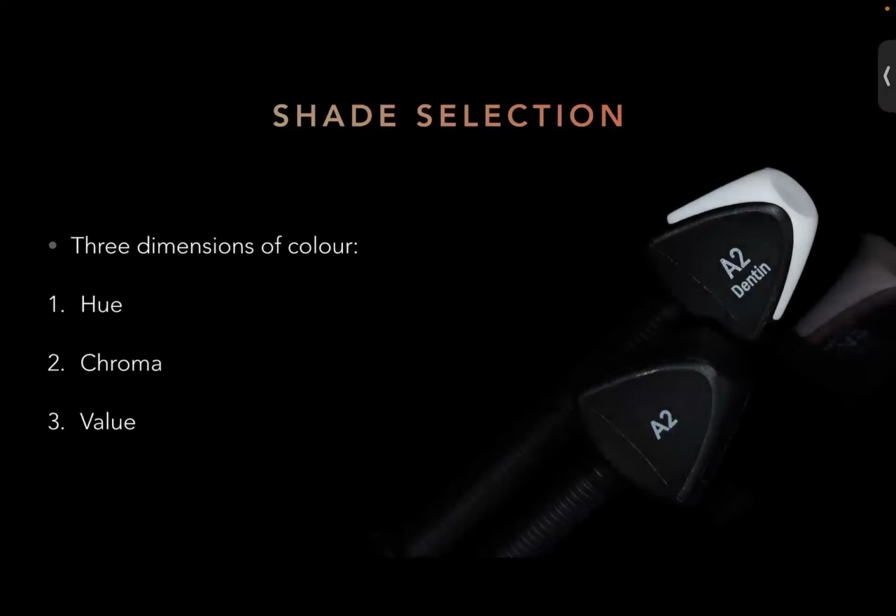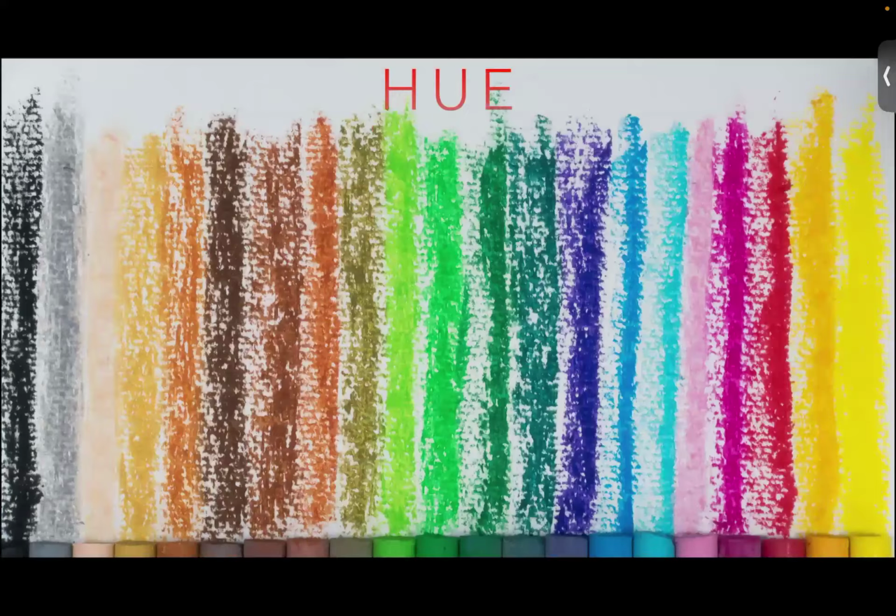So when we are doing shade selection, there are three aspects of it. First is hue, chroma, and value. These are the three dimensions of color. Okay, we have learned this in theory. Let us understand this practically. So what is a hue? Hue is basically any color. Red, blue, orange, yellow, maroon, black, pink, fuchsia pink, whatever. Everything is just a family of color, which is hue.